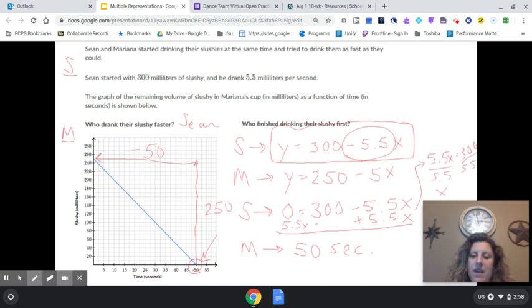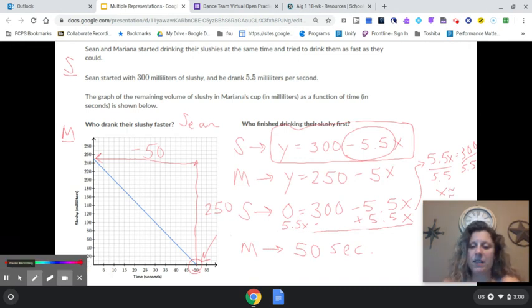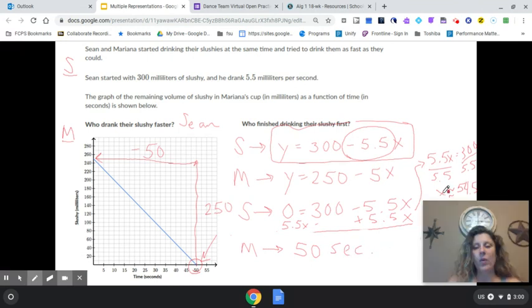We get x equals, okay, we get approximately 54.5 seconds. So we see that Mariana drank her slushy in 50 seconds, where it took Sean 54.5 seconds to finish his. So Mariana finished her slushy first, but Sean was drinking his faster.